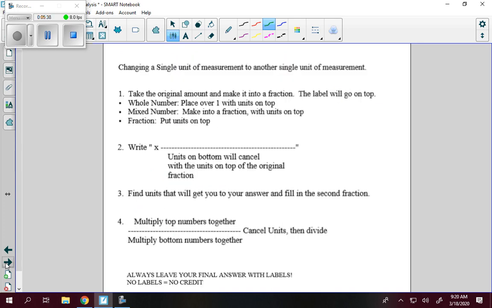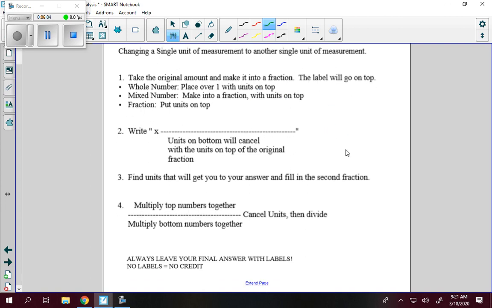So these rules here, changing a single unit of measurement to another single unit of measurement, we just did that when we changed the feet to inches. In other words, the first time we took the original amount and made it into a fraction with the label on top. So it was a whole number, so we placed that 2 over 1, but we put the feet on top. Should it have been a mixed number, we could make it into a fraction with units on top. And if it's a fraction, we're just going to put the units on top.